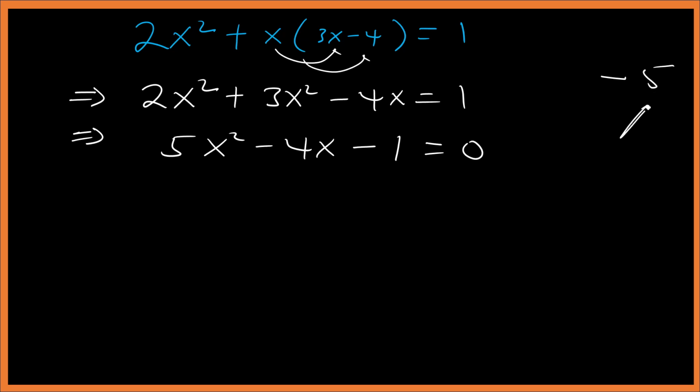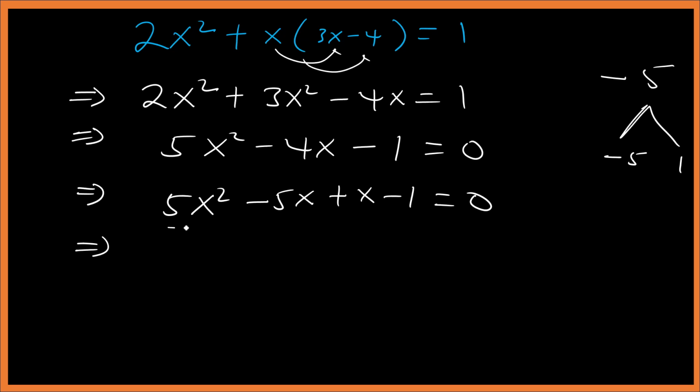And I'll find two numbers. When I multiply them, it will give me minus 5, but when I add, it will give me minus 4. So we have minus 5 and 1. Minus 5 times 1 is minus 5. Minus 5 plus 1 is minus 4. So we have 5x squared minus 5x plus x minus 1 equal to 0.